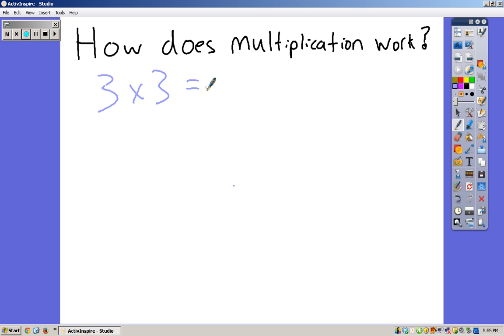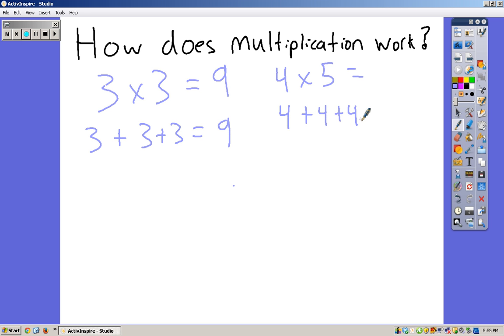Well, 3 times 3 is the same as 3 three times. So we can break this out into a problem: 3 plus 3 plus 3 equals 9. So we know 3 times 3 equals 9. Same thing with 4 times 5. We can break it out: 4 plus 4 plus 4 plus 4 plus 4 equals 20. 4 times 5 equals 20.